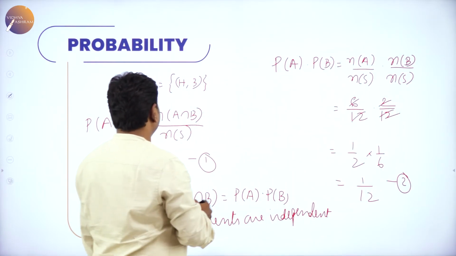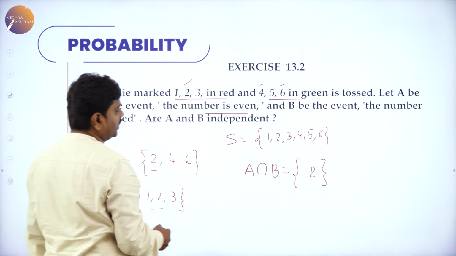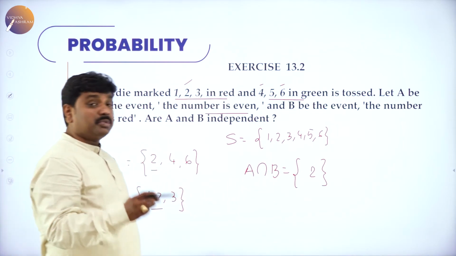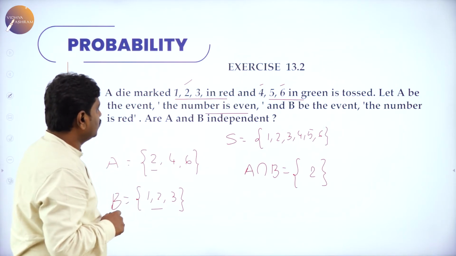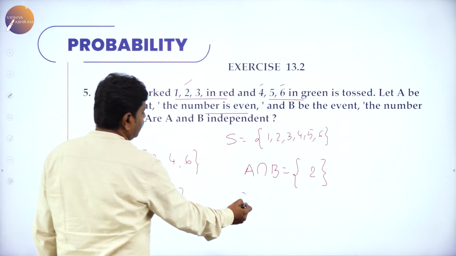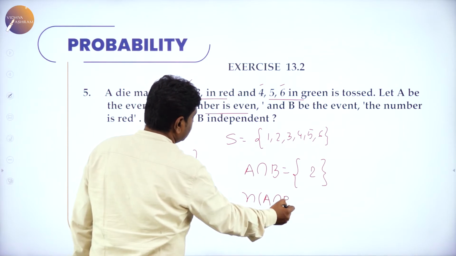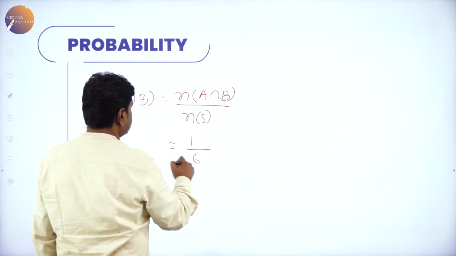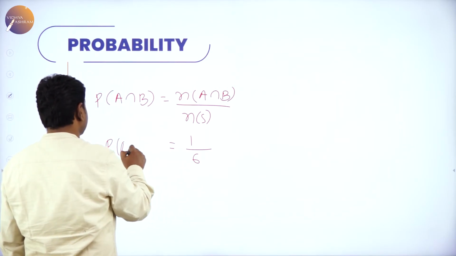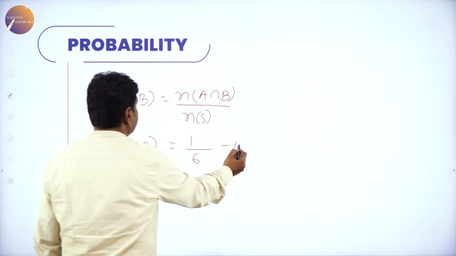Now going ahead, P of A intersection B. In A intersection B, which is common, it should be even also, it should be red also. So 2, only one element. Number of elements in A intersection B is only 1, that is 2. So 1 divided by total 6, 1 by 6. This is P of A intersection B. Call it equation 1.